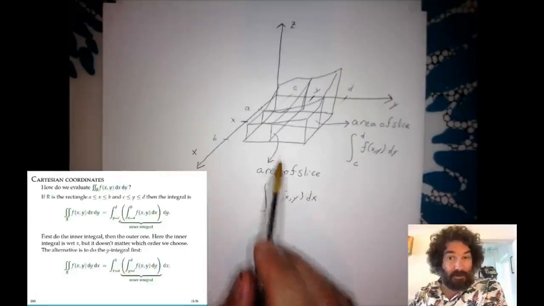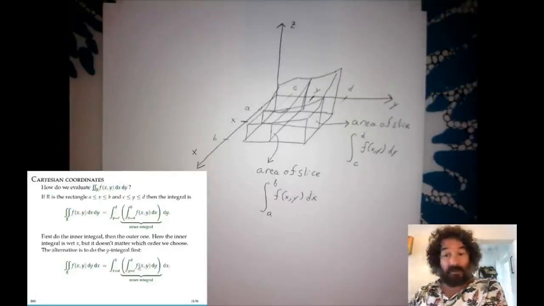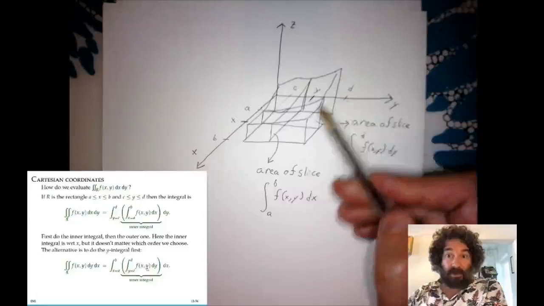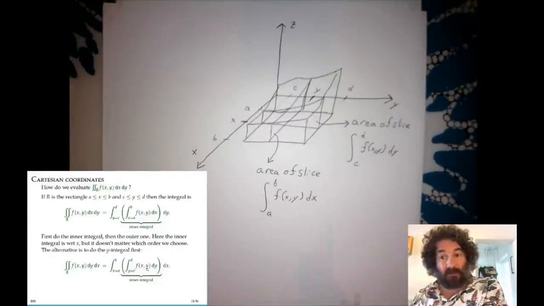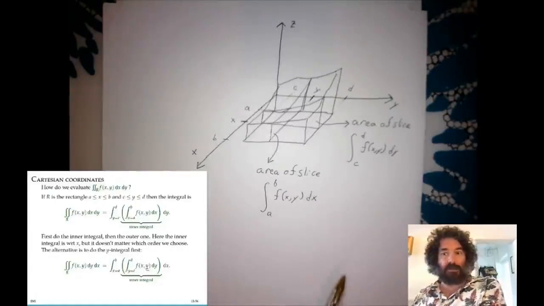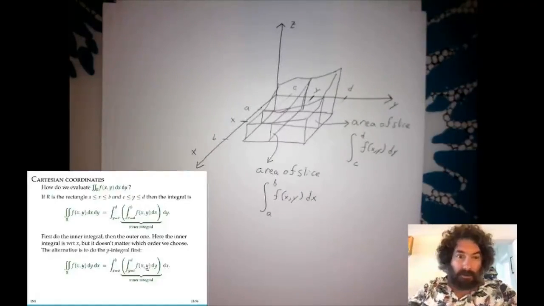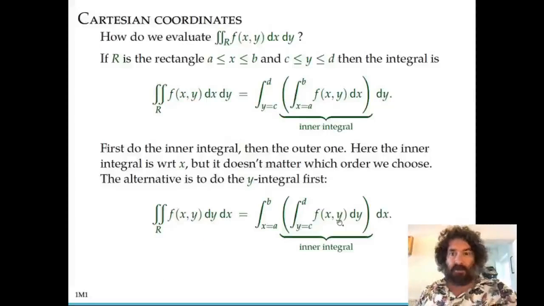And so if we do the integral where we integrate with respect to y first, we get the area of these slices, and then we add up the areas of all those slices in order to get the volume, which gives the double integral. Okay. So this is the way we can evaluate double integrals, by splitting them up into these two iterated integrals, the inner integral and then the outer integral.